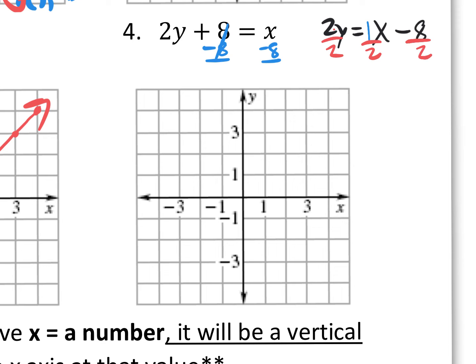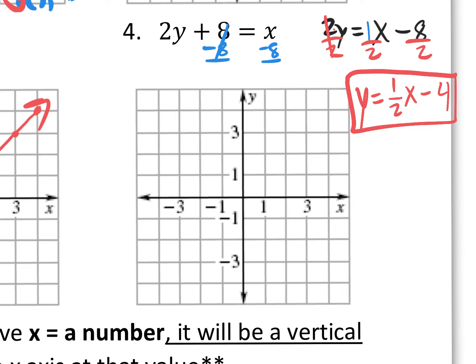Dividing by 2. So y equals 1 over 2, you just leave it, put the x on the side, and 8 divided by 2 is 4. So there is your function form equation, y equals 1/2 x minus 4. Okay? Now, let's go to an input-output table.